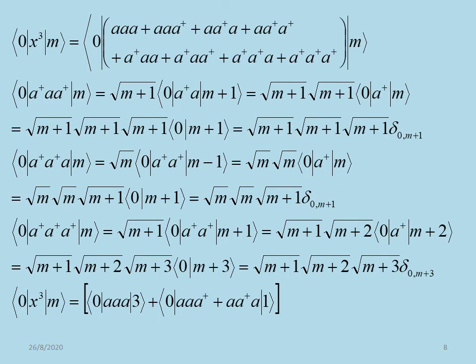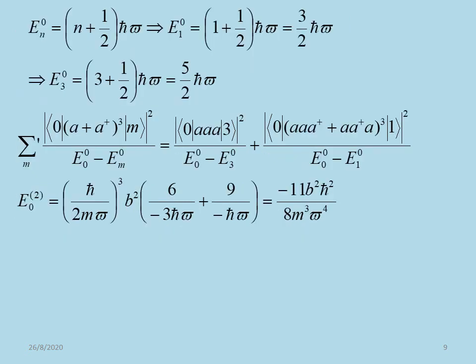For the next one, it is 0, A dagger A acting on M, it becomes M, square root of M, square root of M, square root of M plus 1, delta of 0, M plus 1. Here also M is equal to minus 1, so that is not possible, so this term is 0. Last one is 0, A dagger acting on M, it becomes square root of M plus 1, square root of M plus 2, square root of M plus 3, delta of 0, M plus 3. So this delta function becomes 1 when M is equal to minus 3, that is not possible. So only 3 terms have a value for M. One term for M is equal to 3, another 2 terms for M is equal to 1.